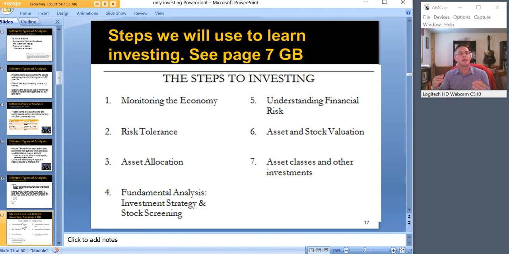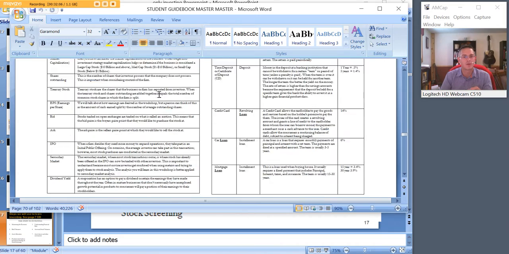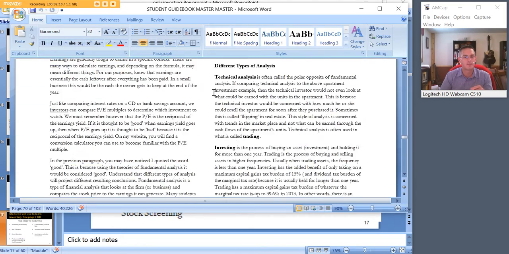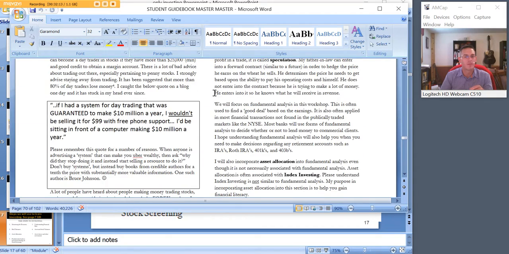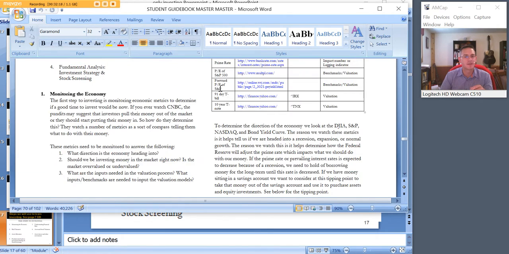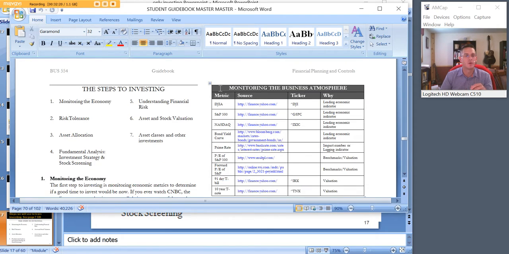Now we actually get into the steps we're going to be using to learn to invest. And before we get into that, I want to make sure what page we're on in your guidebook. And we are on page 70 in your guidebook here.